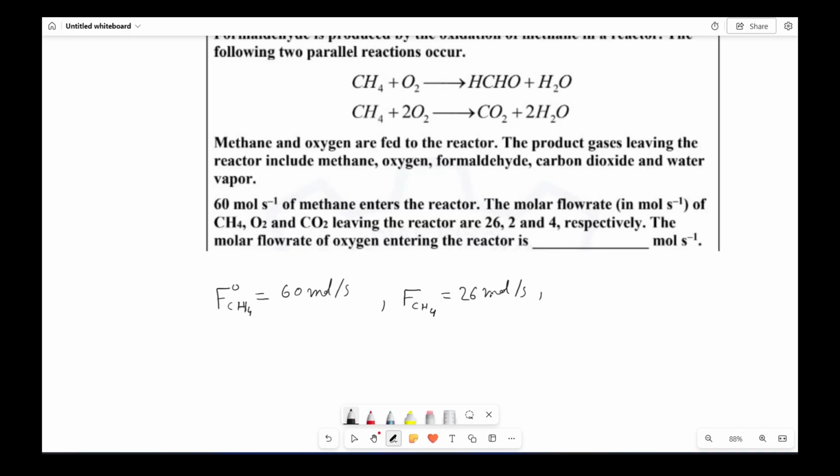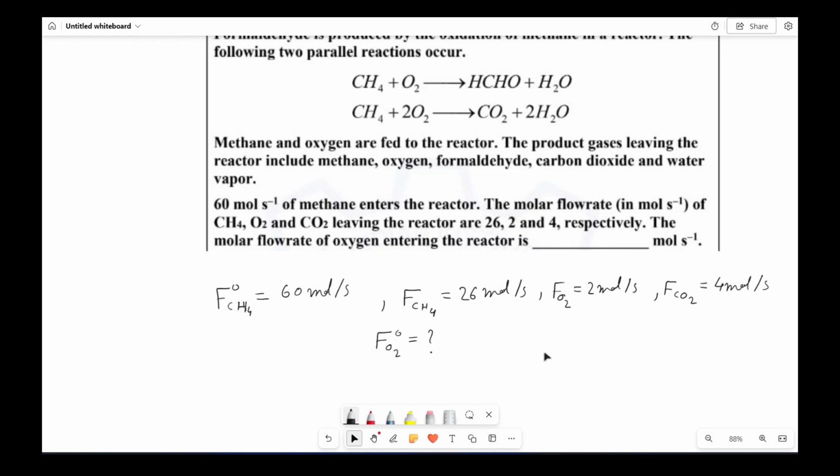Also, O2 is given. The outlet oxygen is 2 mole per second, and CO2 is also given, equal to 4 mole per second. Now, the question asks for the molar flow rate of oxygen entering the reactor. So our main aim is to find FO2 naught. This is the main thing we have to find.